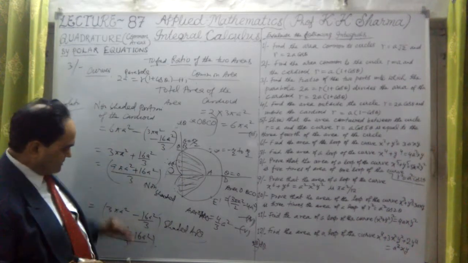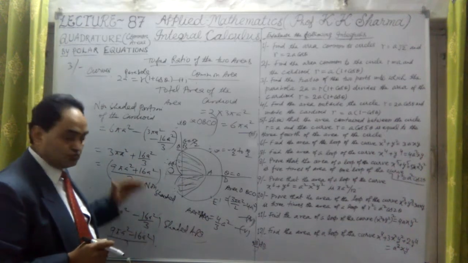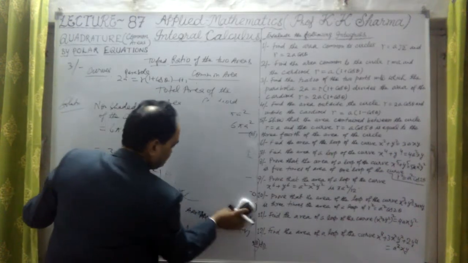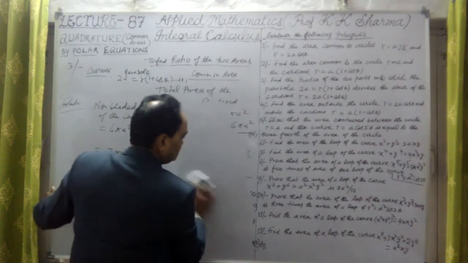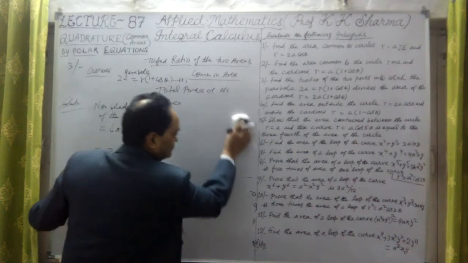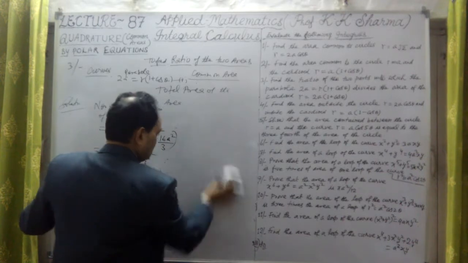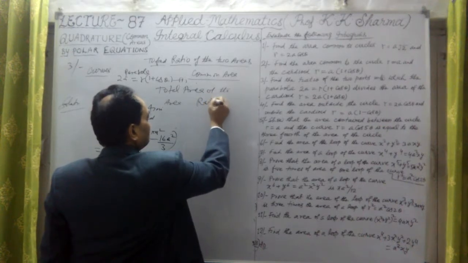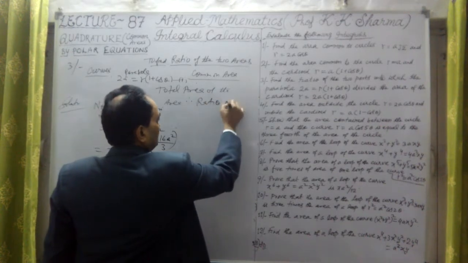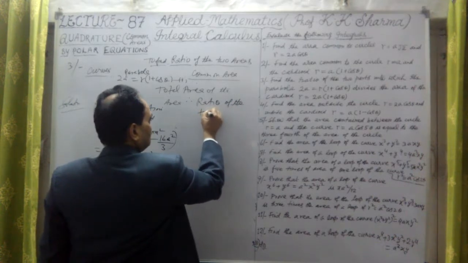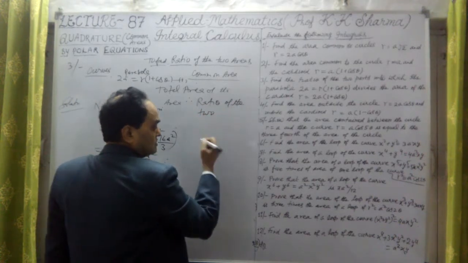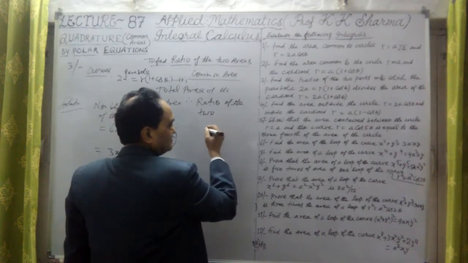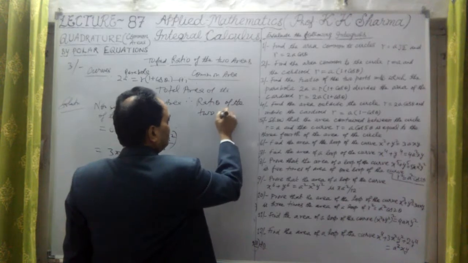So we have to find out ratio of these two. So let me find the final answer. Ratio of the two areas. Either first write shaded and then non-shaded. Let me first write shaded portion and then non-shaded portion. So ratio, therefore, ratio of the two intersecting areas, we may say two areas.